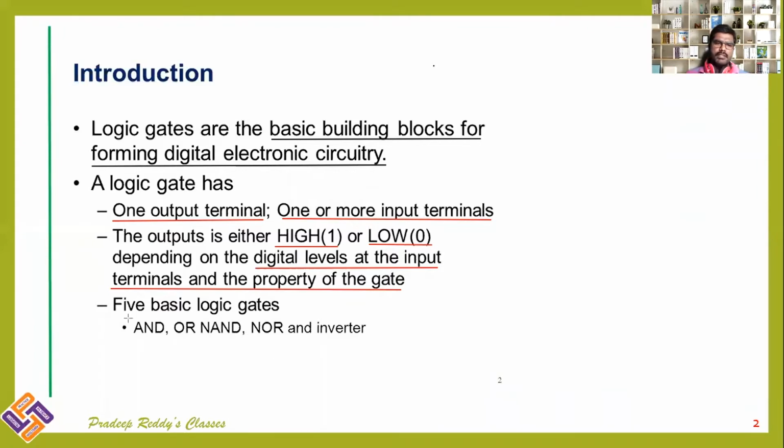There are only 5 basic logic gates. They are the AND gate, OR gate, NAND gate, NOR gate, and an inverter. These are the basic logic gates: AND, OR, NAND, NOR, and of course there is also the NOT gate. The NOT gate is said to be an inverter. It just inverts. These are the basic gates which we generally have. This makes one electronic circuit.